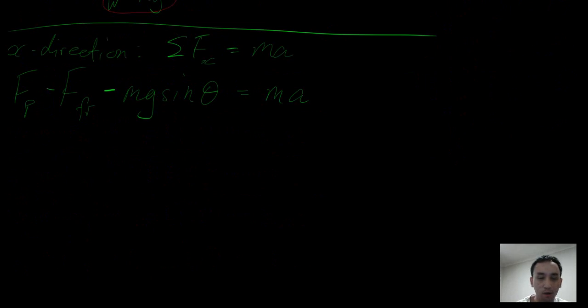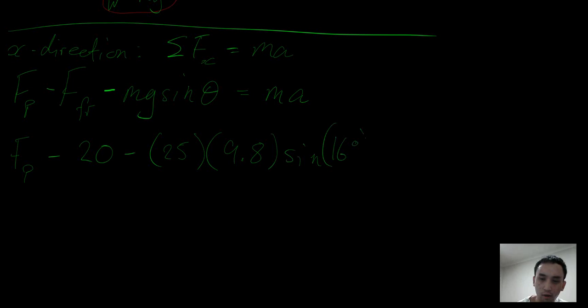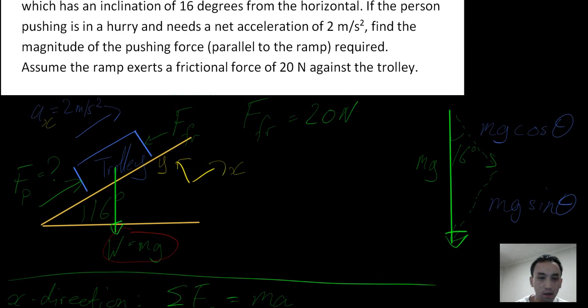So from here we can sub in all of our numbers, except for pushing force, because that's what we want to find. Fp minus 20 newtons for friction. The mass of the trolley was 25. We're going to let g equal to 9.8. Our theta was 16 degrees. And this is equal to mass times acceleration. And the acceleration that we wanted was 2 meters per second squared up the ramp. Let's just double check. Yep, here it is.